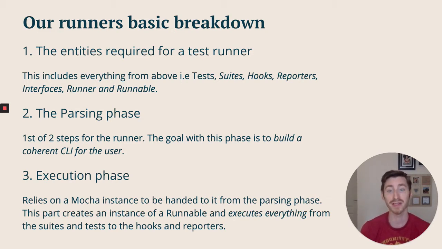The goal with this phase is to build a coherent CLI for the user. So we want a CLI that is intuitive to a user. Mocha.js actually makes use of YArgs. You can see the starting point in the Mocha codebase under lib CLI.js, and it uses the ES5 prototype chain for its class instances. And then the final part is the execution phase.